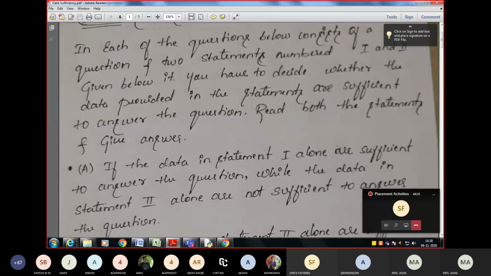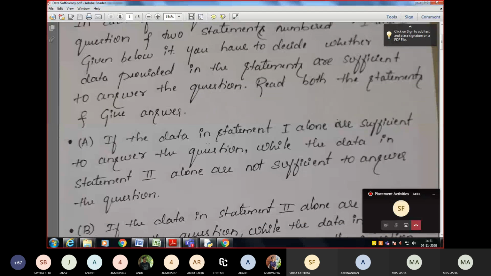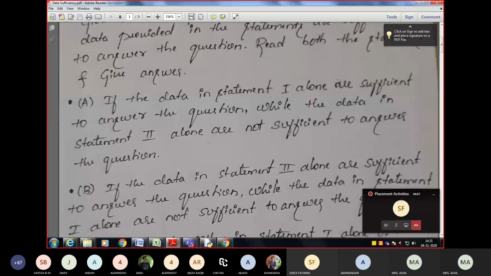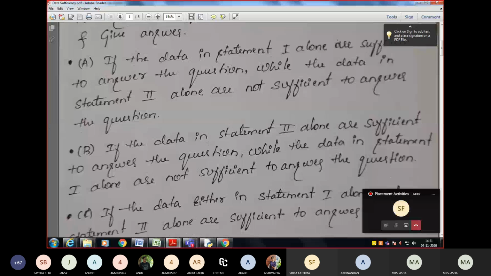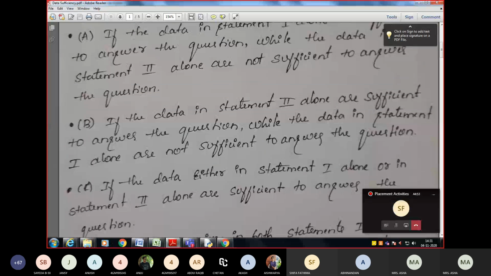So A, if the data in statement first alone are sufficient to answer the question, while the data in statement second alone are not sufficient to answer the question. B, if the data in statement second alone are sufficient to answer the question, while the data in statement first alone are not sufficient to answer the question.